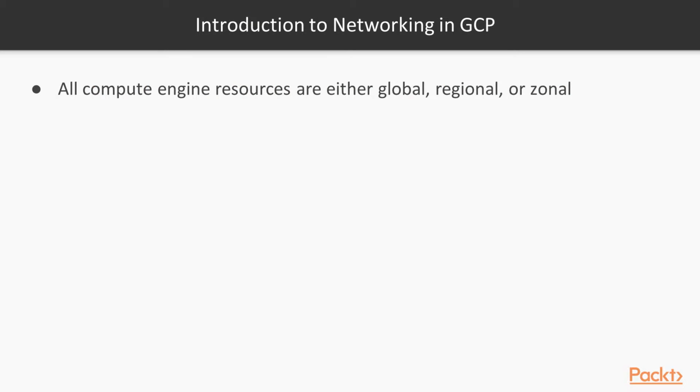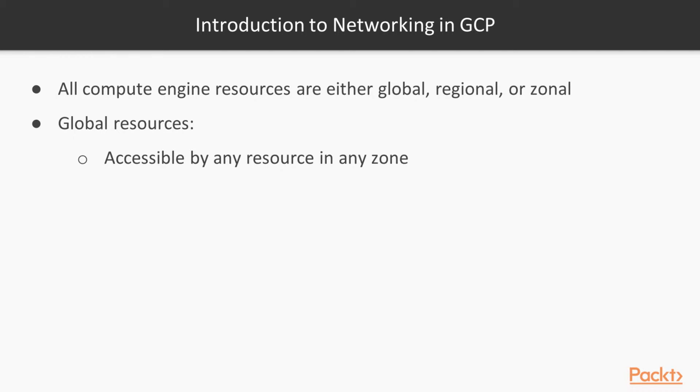Google has a global network philosophy. That means that all Compute Engine resources are either global, regional, or zonal. Let's take a look first at global resources. Global resources are, just as the name describes, accessible by any resource in any zone. You don't need to specify a scope with global resources.